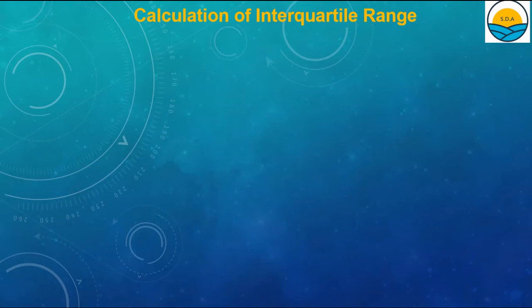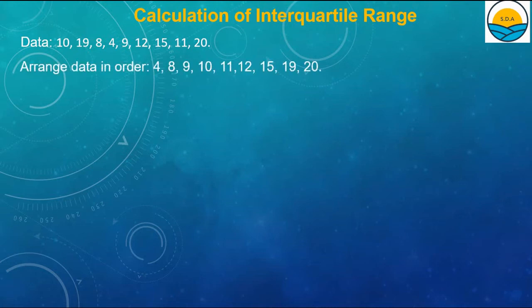So we will see an example of calculation of interquartile range. We have a data set. The first thing we will do with this data set is to arrange it in order, preferably in ascending order. So we have arranged this here in ascending order. Then we have to find out the first quartile and the third quartile.